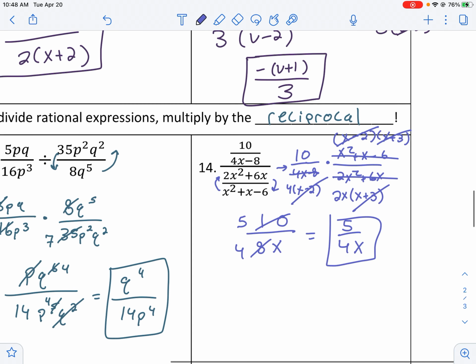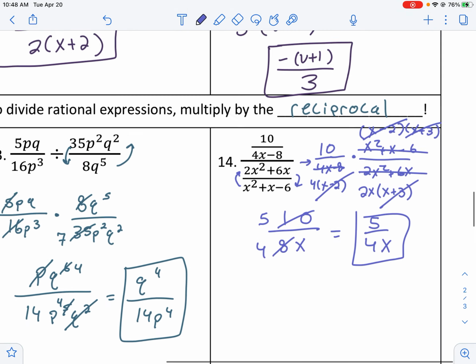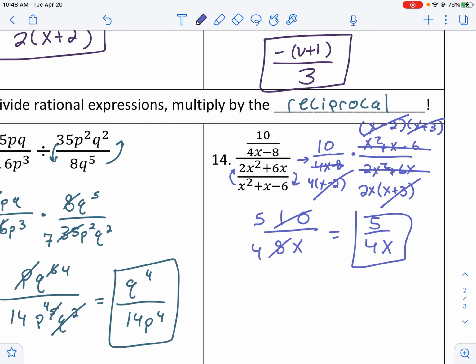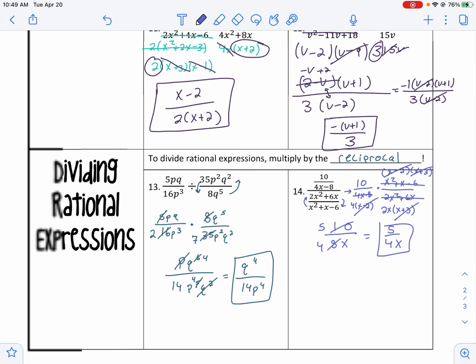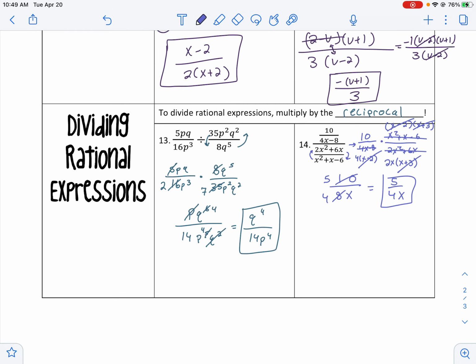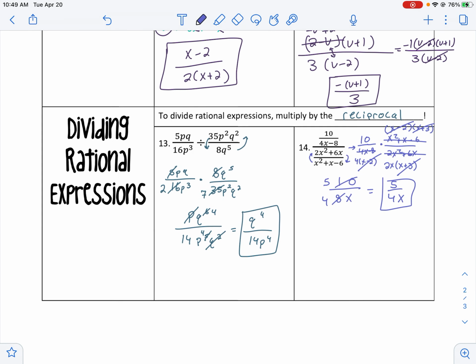All right. So all those ones like 14 look kind of crazy, I promise. Just rewrite it and you'll be okay. All right? So that is multiplying, dividing, and simplifying rational expressions.